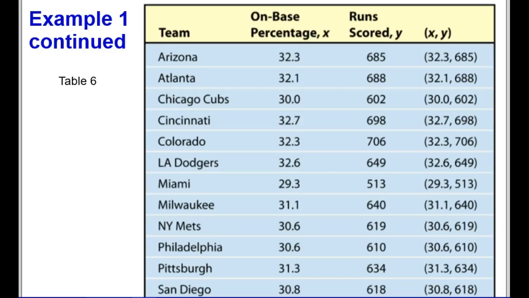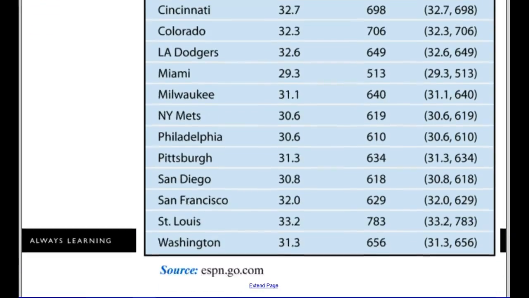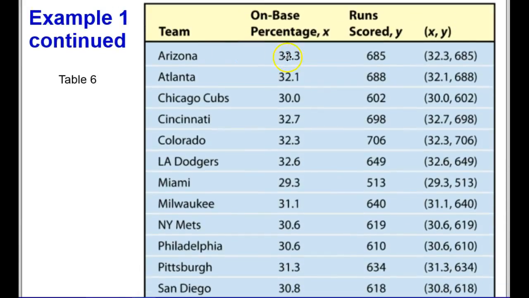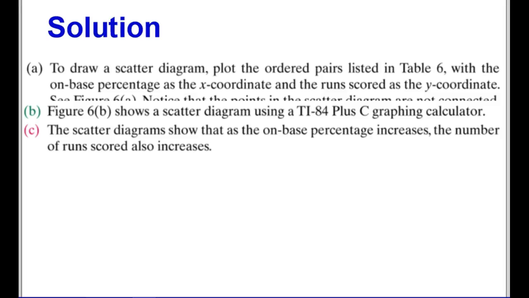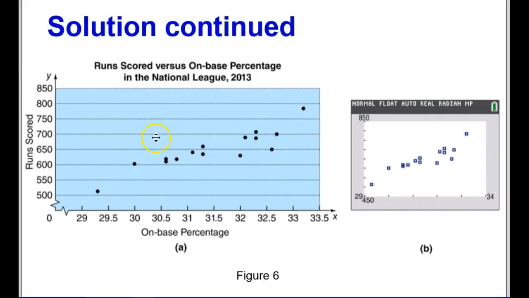Okay, so here's the data that we're looking at. They've gone ahead and put it in XY format for us with all of the different teams, our on-base percentage, our runs scored, and now we have to try and figure out what this actually looks like. So we go ahead and graph them. For my scatter diagram, I just plot them. Here's what it looks like if we use something like Excel, and here's what our TI calculators look like. We can also use Desmos.